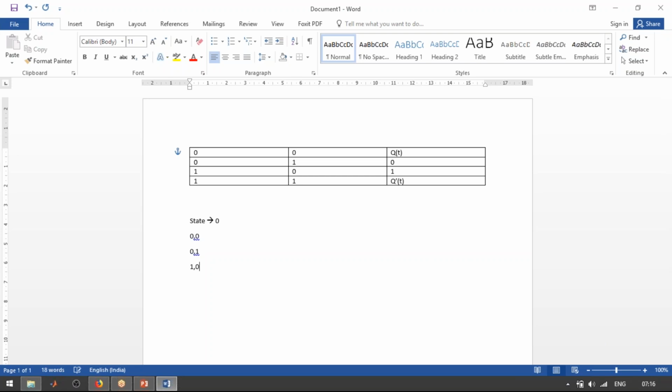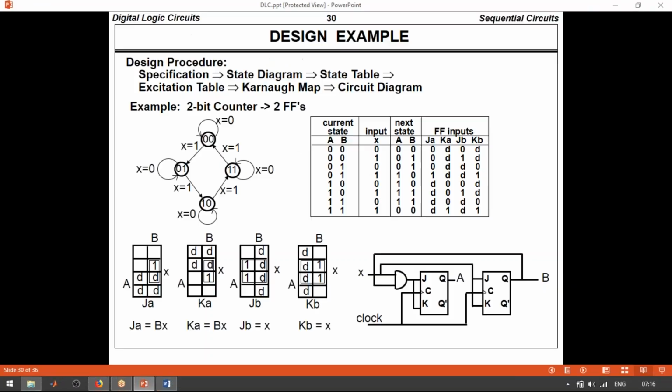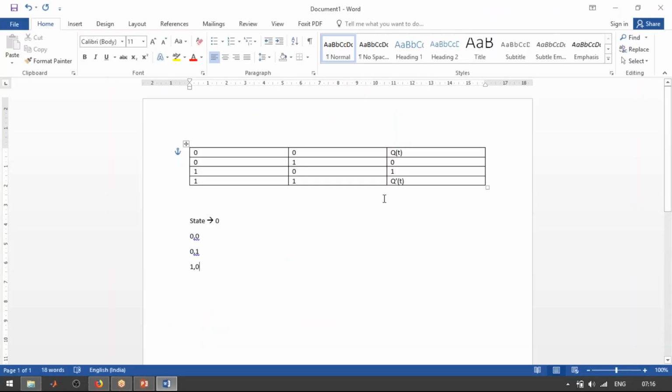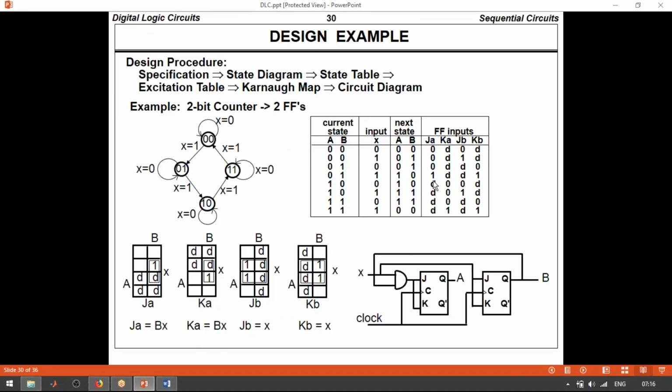And another condition is where it is 0 and it is 1. That means toggling, so Q of T bar. So for the 1, 1 condition, JA will be 1 and KA will be D, or you can use X. In some books they prefer X and in some books they prefer D. For your convenience you may use either D or X.